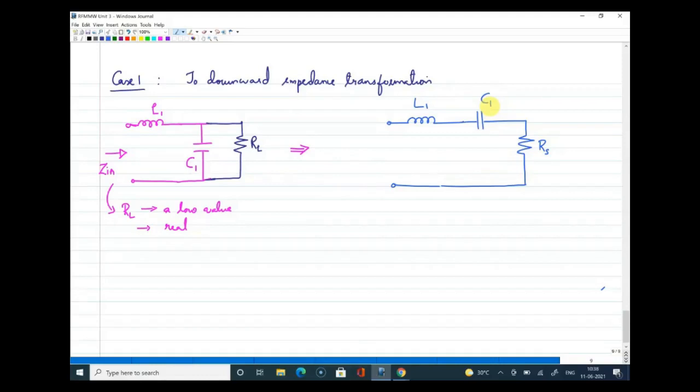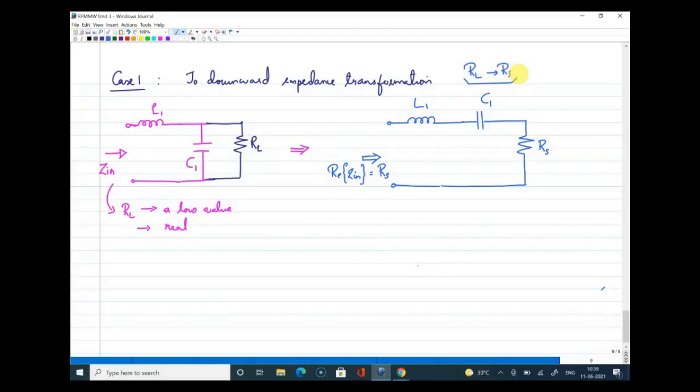Right. But one thing we know for sure is that if I operate at one specific frequency, that is at the resonance frequency, the real part of the impedance will be equal to RS. Right. This is basically a series RLC network. So at resonance, the impedance will be equal to the resistive component, right? So this is exactly what we wanted. If I want to transform an impedance from a high value, say RL, to a low value RS, I have done this transformation here. So let me explain this a little more.